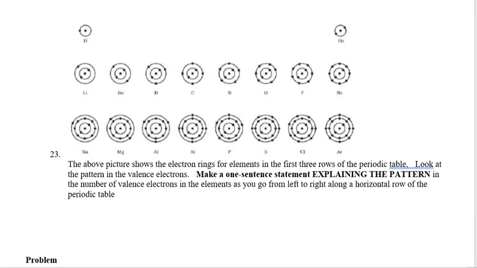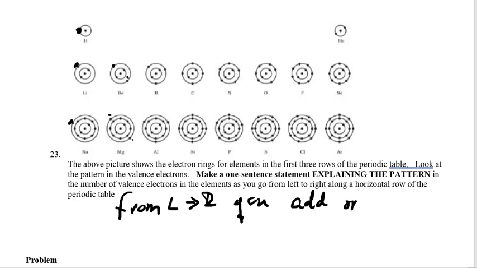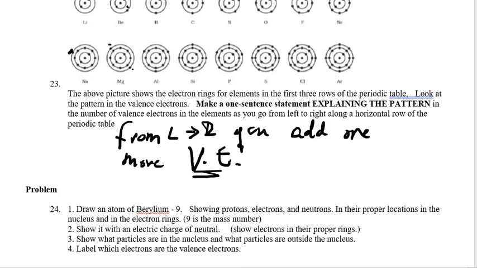Okay, so in the above picture, look at the electrons here and explain in words what the pattern is for valence electrons as you go from left to right. Also notice in this first column, all of these have 1 valence electron. These have 2. These have 3, 4, 5, 6, 7, 8. So the answer is from left to right, you add 1 more valence electron. Basically, that's a pretty good answer right there, all the way up to 8.